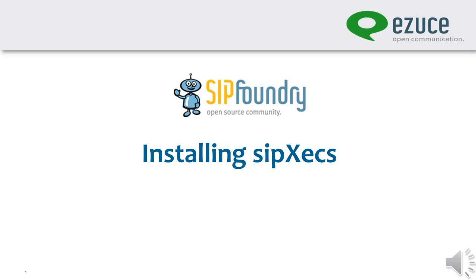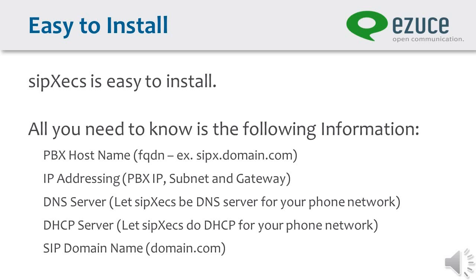In this video, I'm going to show you how to install sipXecs. sipXecs is very easy to install. All you need to know is the following information: a PBX host name, and that will be the fully qualified domain name, or FQDN, an IP address that you'd like to use, including the subnet mask and the gateway, what you want to use for a DNS server.